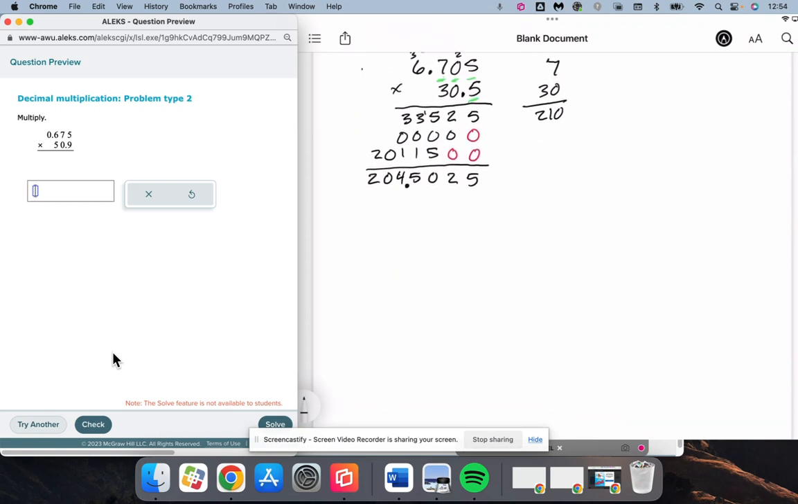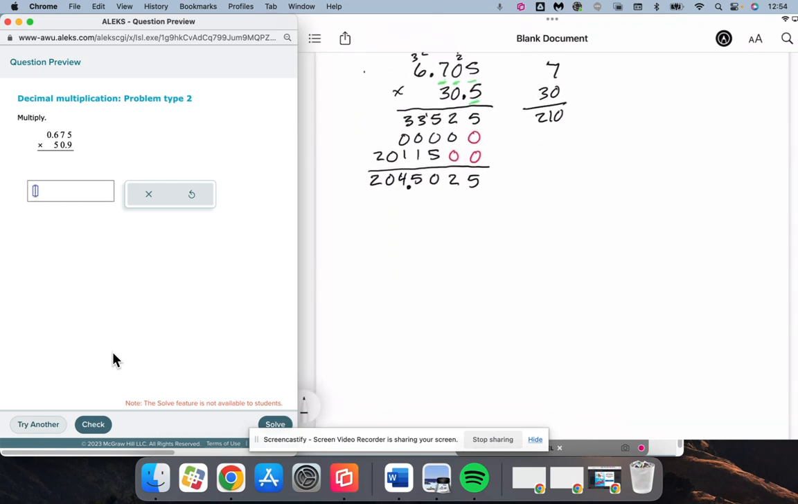Okay, we have 0.675 times 50.9. 0.675, I'm just going to round it up to 1 times 50. Gives us 50. Our answer should be somewhere probably less than 50, but close to 50.